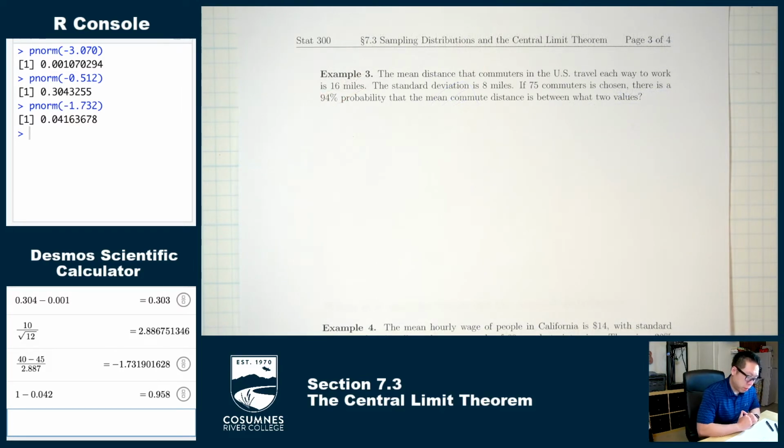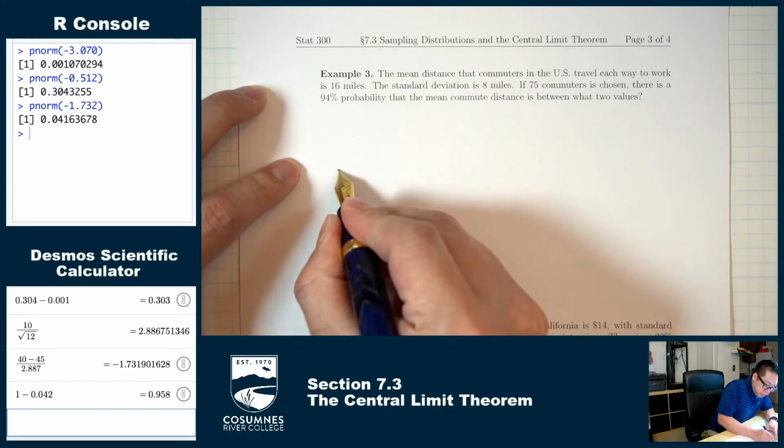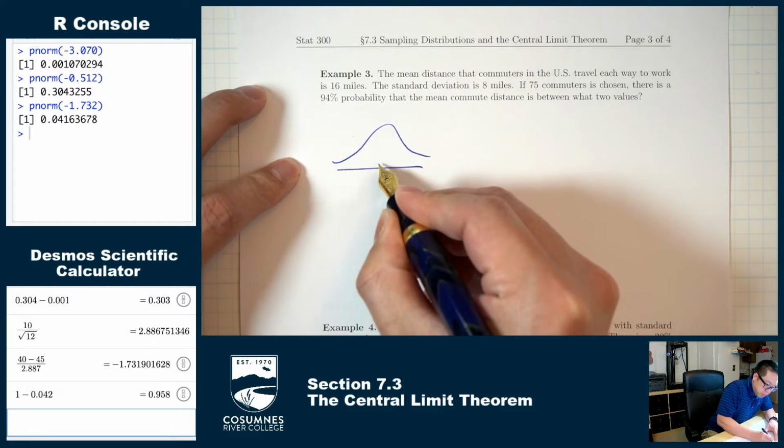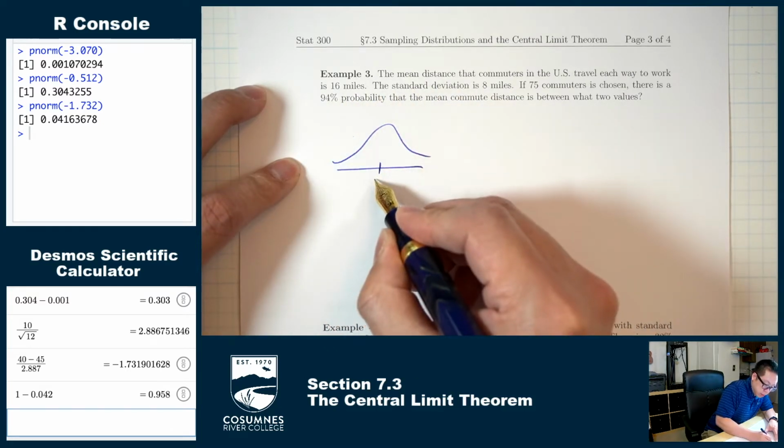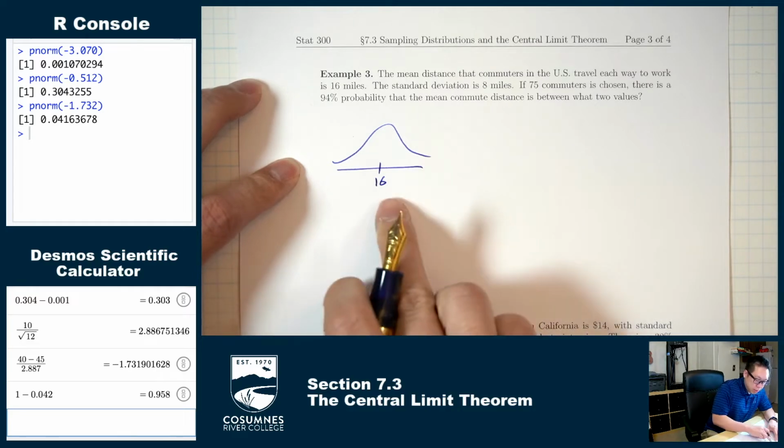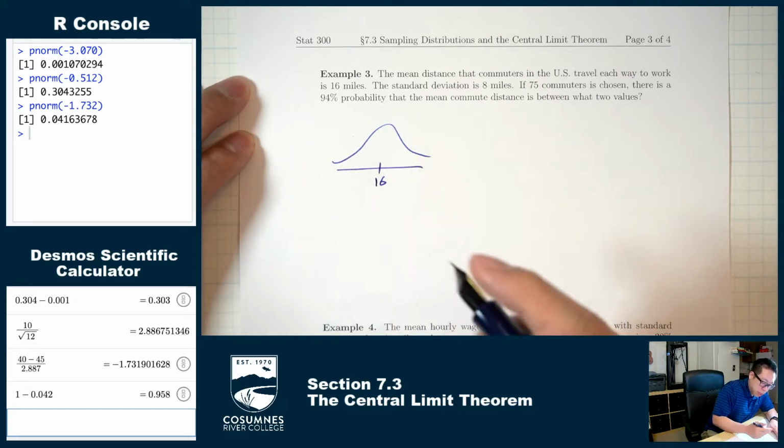Example 3. The mean distance that commuters in the US travel each day to work is 16 miles. The standard deviation is 8 miles. If 75 commuters are chosen, there's a 94% probability that the mean commute distance is between what two values? First thing I'll do is draw the picture and put the mean in the middle. Our mean here is 16.